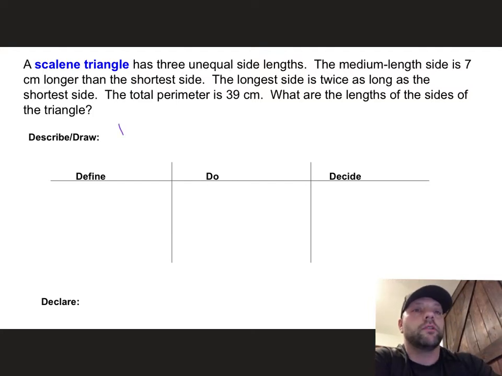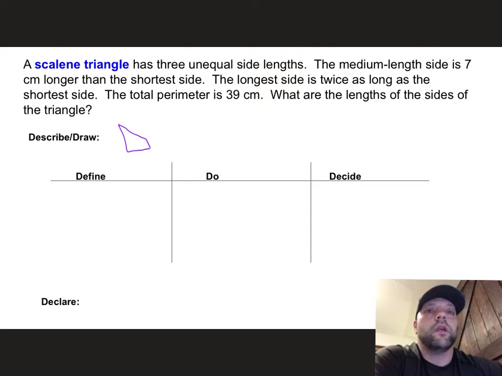Okay, so first I'm going to start by drawing my picture. So here's my scalene triangle. It's not the perfect picture, but it gets the job done. And then we have our medium length side is 7 centimeters longer than the short side. So I'm going to call my short side x, and then x plus 7 is going to be the medium side. The longest side is twice as long as the short side, so that means it's going to be 2x. Then I'm going to say my perimeter needs to equal 39 centimeters.